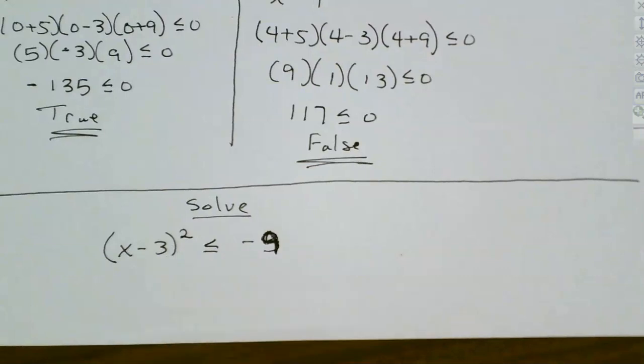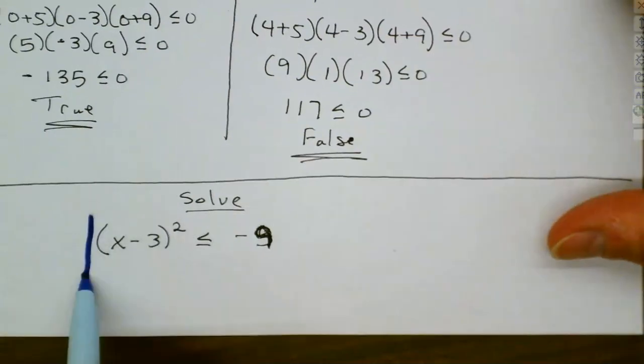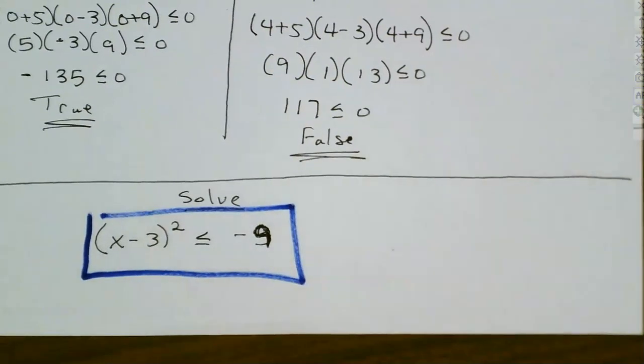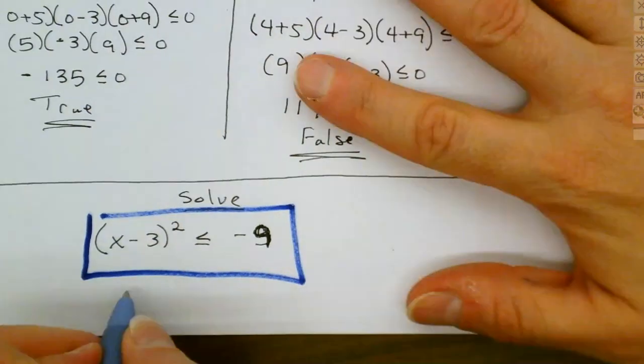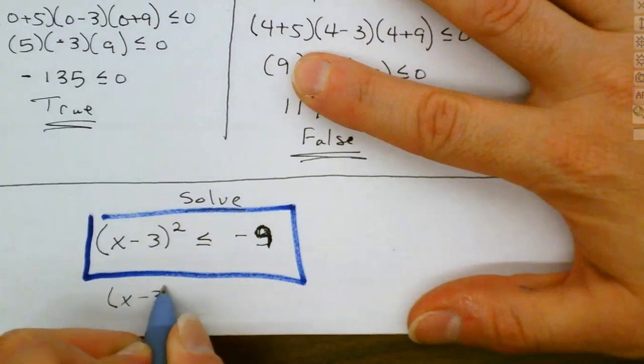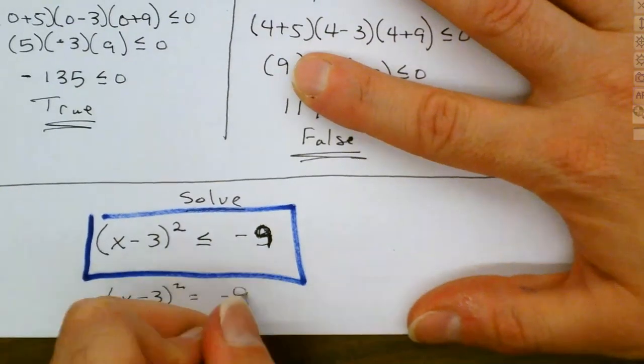Okay, this one is not going to give us a solution. And let's see why not. So if I was going to solve this, what property would I use? We're not going to use zero factor. We're going to use something else. Does anyone know what property that I would use here? Square root property. Okay? And let's remember, too, whenever you take the square root of a negative number, it becomes an i at the end. So if I rewrite this, I get this. I get that equaling a negative 9.